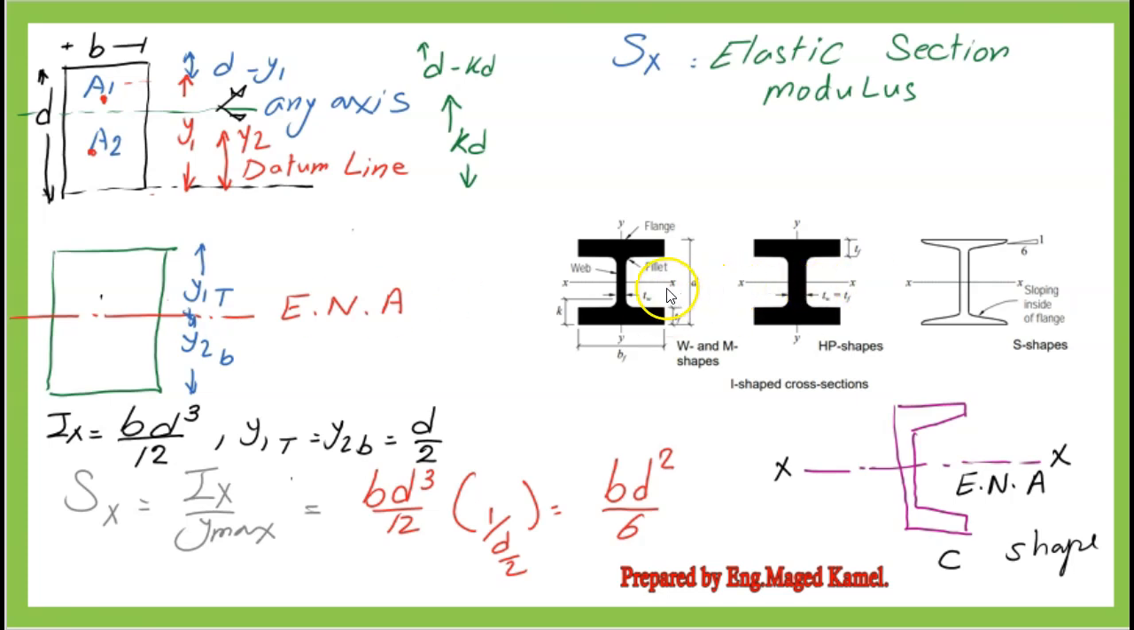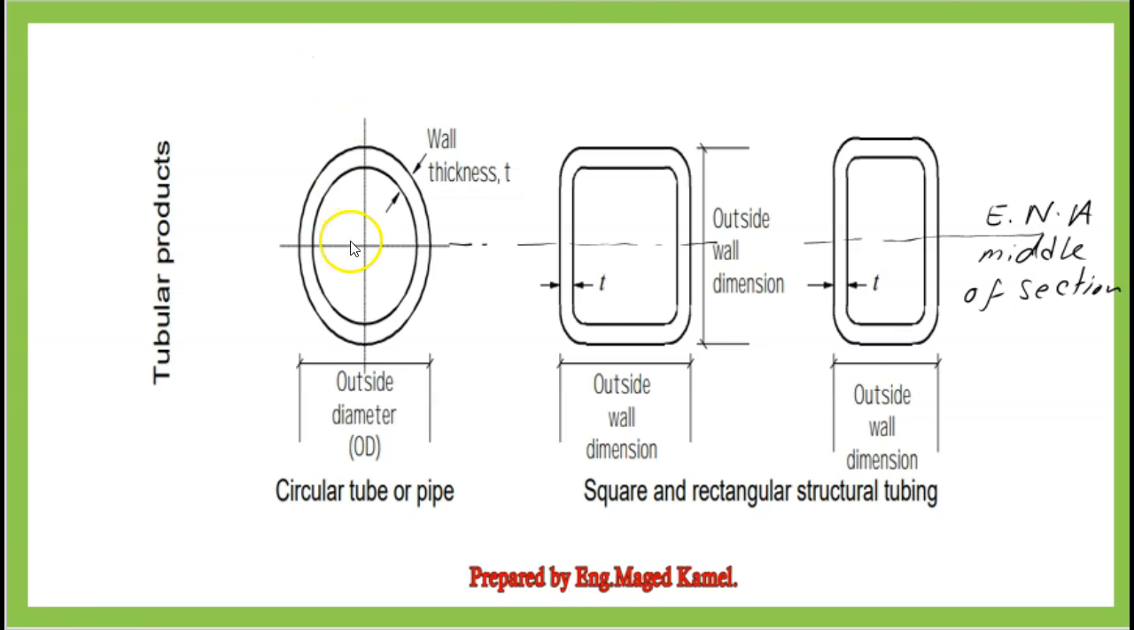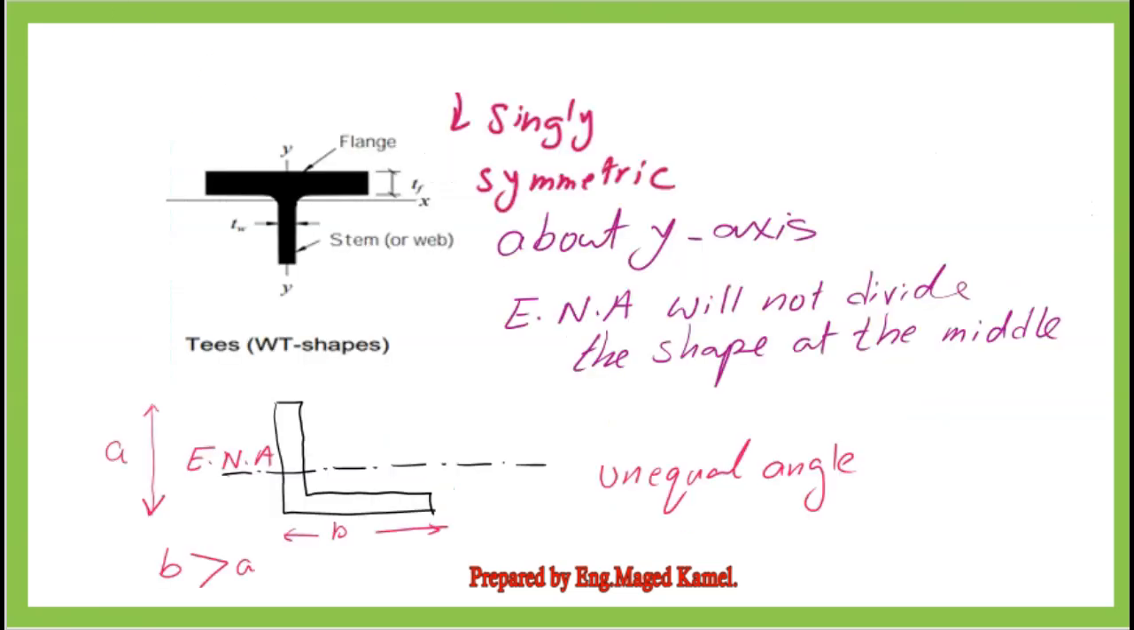For the C shape, it has a symmetric axis which is XX, so the elastic neutral axis will pass by the x-axis. In the next slide, three shapes are doubly symmetrical about both x and y axes. The elastic neutral axis passes by the x-axis. In the next slide, there are two examples of situations where the elastic neutral axis will not divide the shape equally. These shapes are the WT shape and the unequal angle.